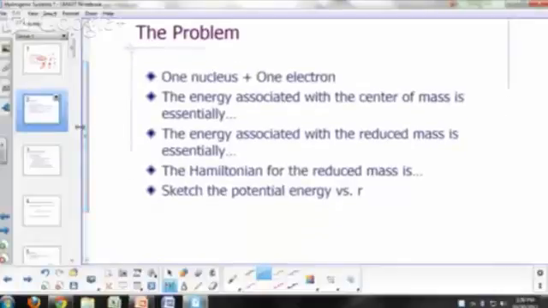So the problem here is a two-particle problem. You have one nucleus and one electron.